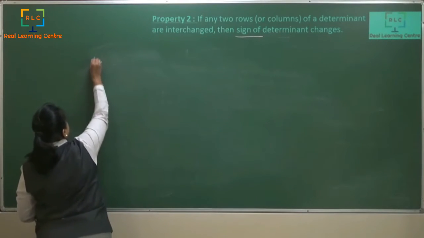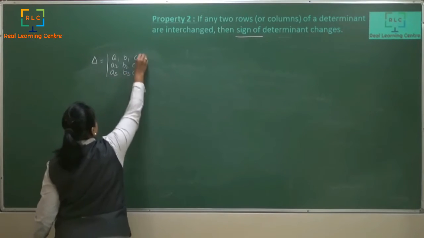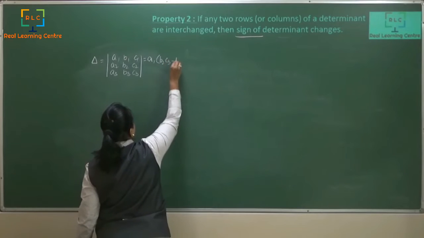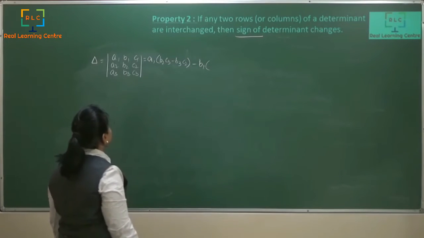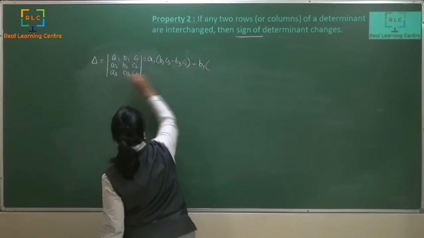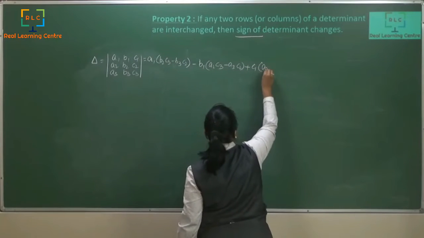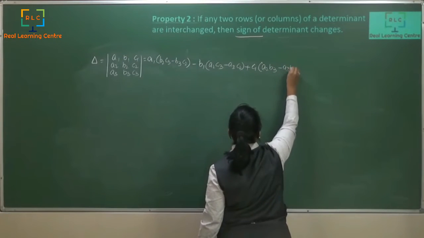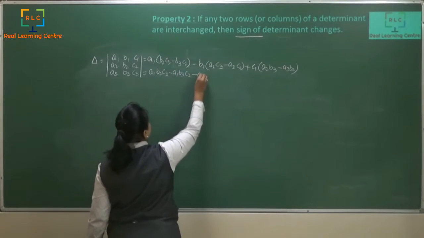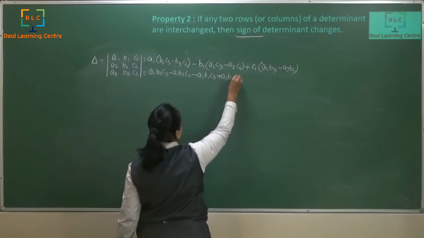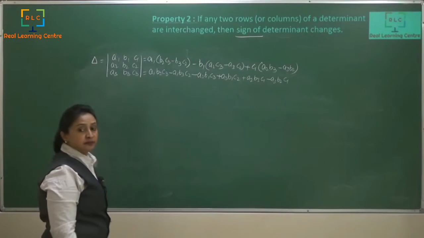So let us go to our standard delta. This I shall keep as it is. I shall repeat. You have A1 B1 C1, A2 B2 C2, A3 B3 C3 is equal to A1 into (B2 C3 minus B3 C2) minus B1 into (A2 C3 minus A3 C2) plus C1 into (A2 B3 minus A3 B2), and I shall multiply this inside, which is equal to A1 B2 C3 minus A1 B3 C2 minus A2 B1 C3 plus A3 B1 C2 plus A2 B3 C1 minus A3 B2 C1. Okay, I have expanded. I'll keep this standard as it is.